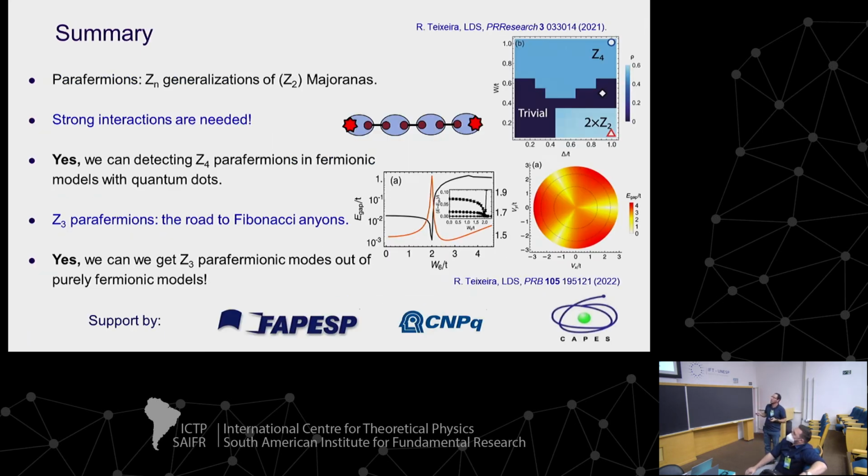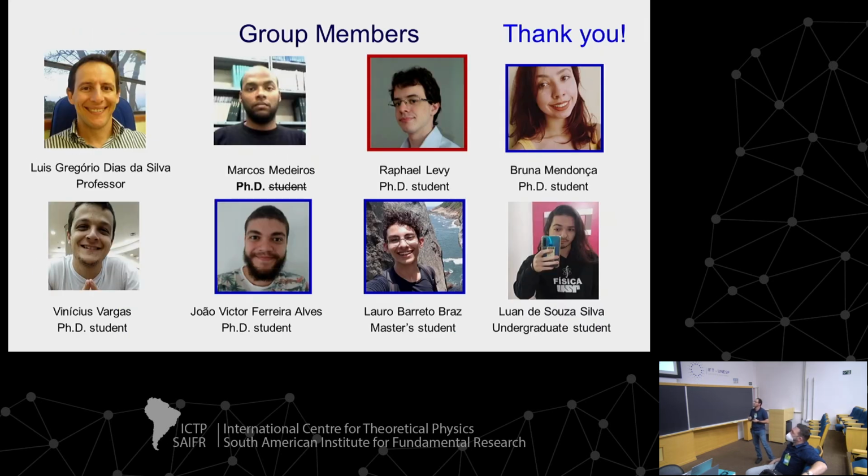And so the answer is that we can get Z3 parafermionic modes out of prior fermionic models, which is not obvious, because of the parity and the fact that you don't have the mapping to Majoranas. That's one of the nice results of this paper. And on the other one, we could use a quantum dot to map the actual phase diagram of the system.